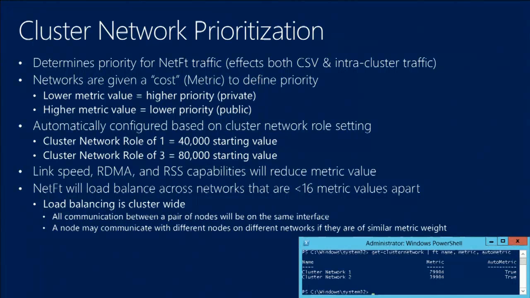Within the metric values, if they are less than 16 numeric values apart, then NetFT can load balance cluster traffic across those multiple cluster networks, which differ by no more than 16 metric values. And that's just a partial example of how to view the value. You have AutoMetric, which is set to true by default, and the metric value is seen here.